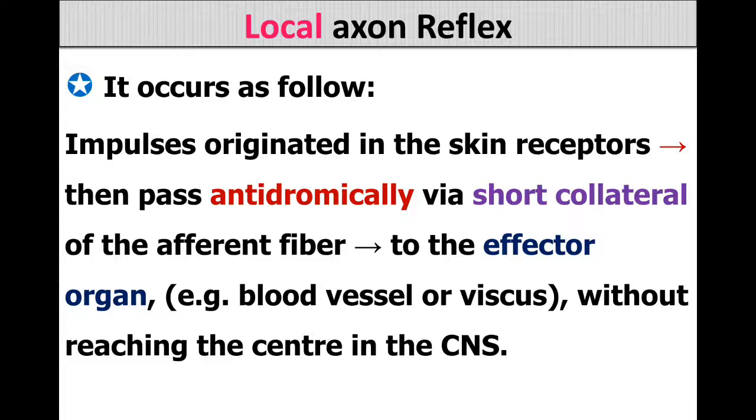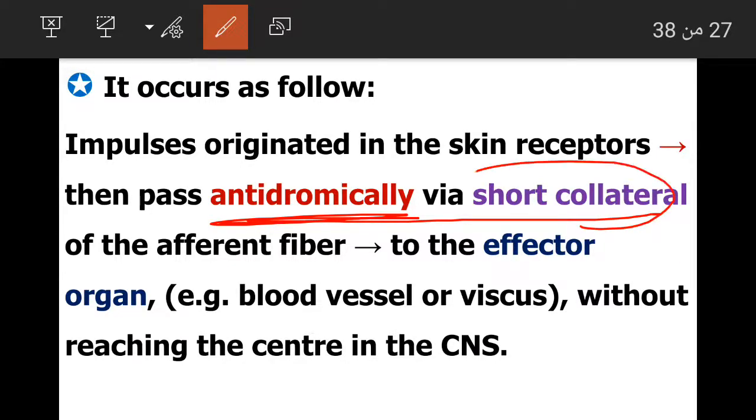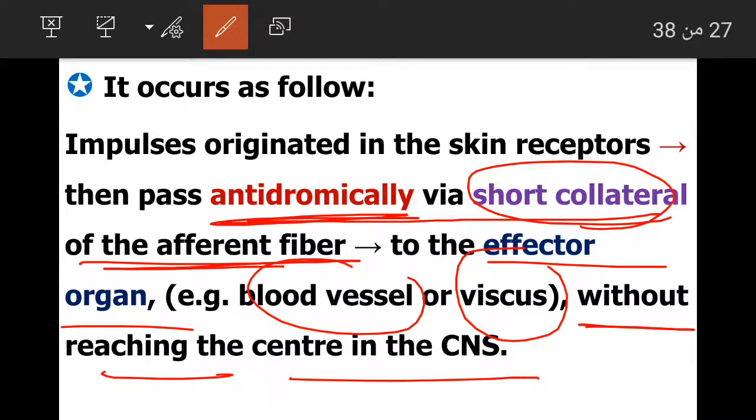The impulse originates from the skin receptors, for example, and then passes antidromically. Passes antidromically means in the opposite direction to the afferent, and this occurs via a short collateral or short branch of the afferent fiber to reach the effector organ, like the blood vessels or viscera, without reaching the central nervous system.